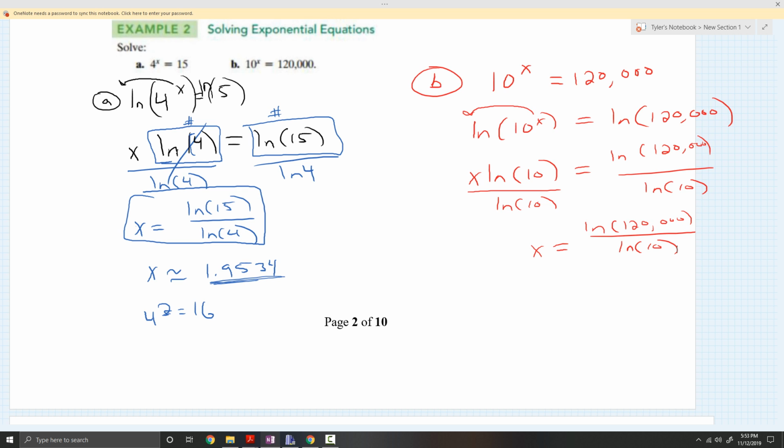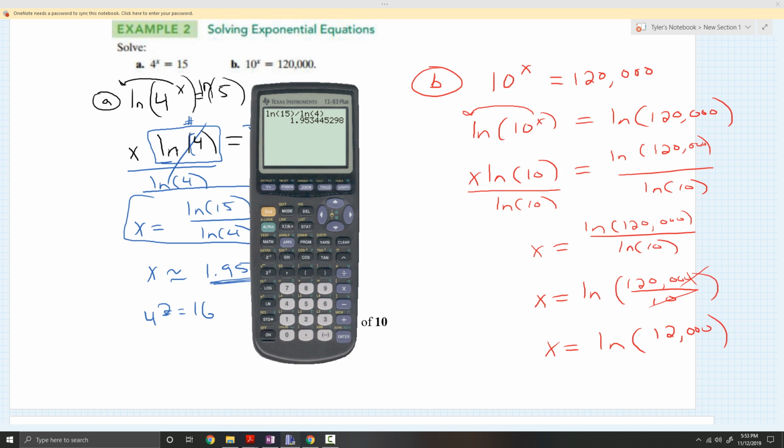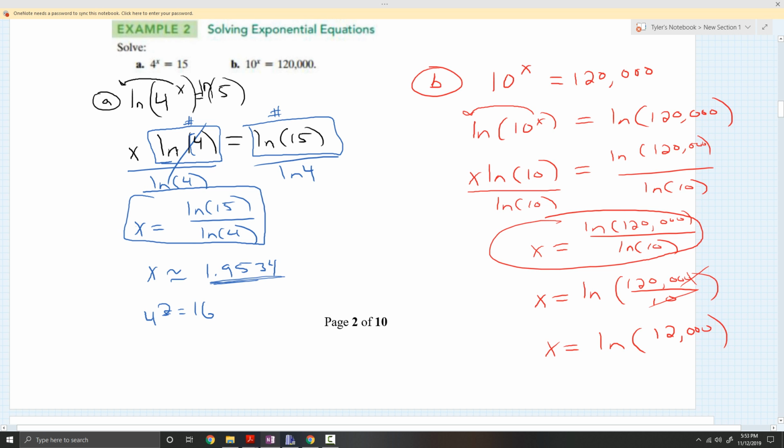I could actually make this a little nicer, because one thing you'll notice is I could rewrite the right-hand side as the natural log of 120,000 divided by 10. So then x equals the natural log of 12,000, because we just get rid of one of the zeros when we divide by 10. That may be a little nicer, but for me, I'm perfectly fine with getting this solution as an exact answer.